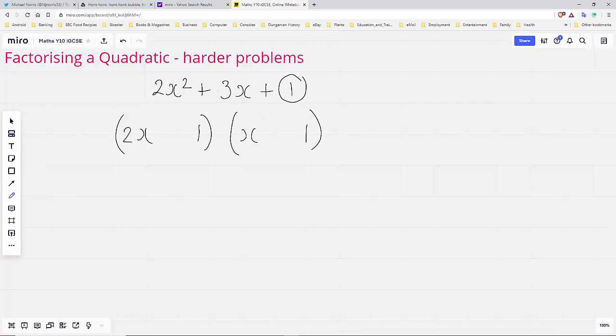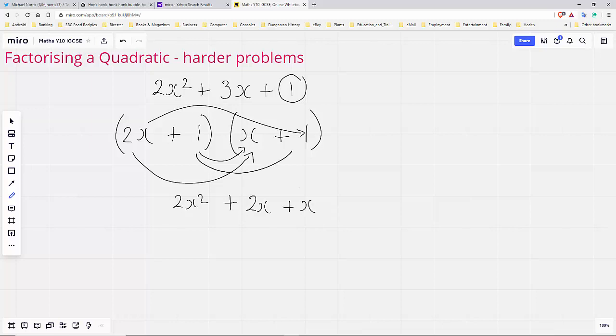And we're pretty much there now because we've got a plus 3x to generate. If we look at these very carefully, the 2x times the x will give me 2x squared. The 2x times the 1 will give me 2x. The 1 times the x will give me another x. And then the 1 times the 1 will give me the plus 1. And if we draw these terms together, we get the 3x. 2x squared plus 3x plus 1. So this is our solution. 2x plus 1, one factor, and x plus 1, the other factor.